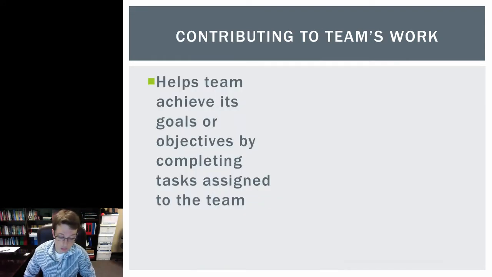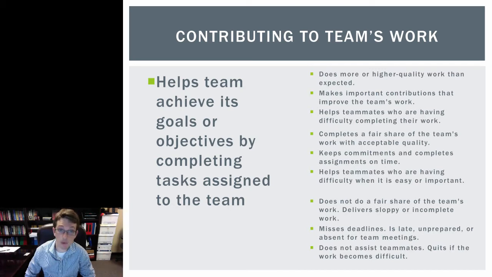One of the first criteria for determining how well someone is performing as a team member is if they're contributing to the team's work. This dimension is defined as helps team achieve its goals or objectives by completing tasks assigned to the team. Now this dimension has a wide variety of behaviors that could be associated with it. Here we have a few behaviors that exemplify performance on this dimension. It's important to note these behaviors are examples. That is, they represent key aspects of performance that fall under this category.